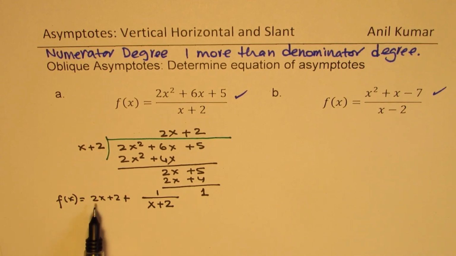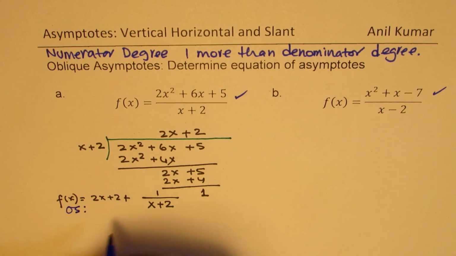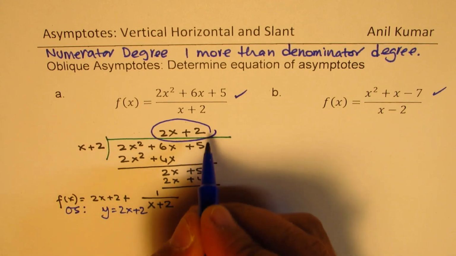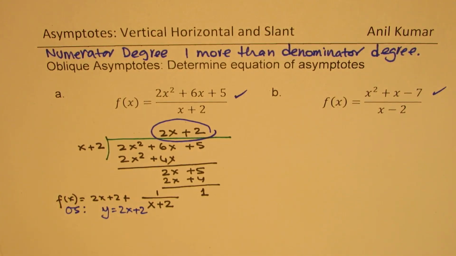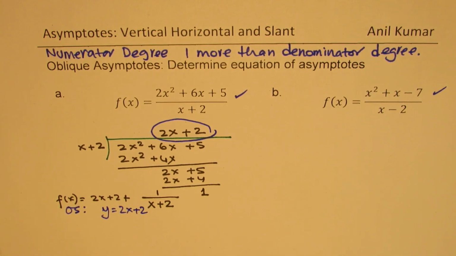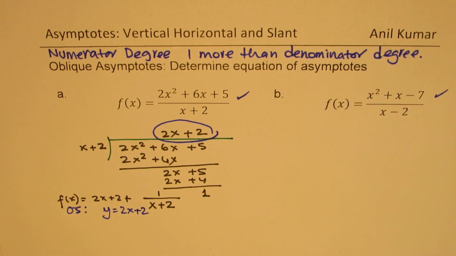So clearly we have a factor 2x plus 2, which is an oblique asymptote. It does make sense. So we have oblique asymptote, we'll write OA here, which is y equals 2x plus 2. This particular quotient, that is the oblique asymptote, correct? So basically the graph is going to approach the line 2x plus 2. Is that clear to you, right? That is the whole concept.